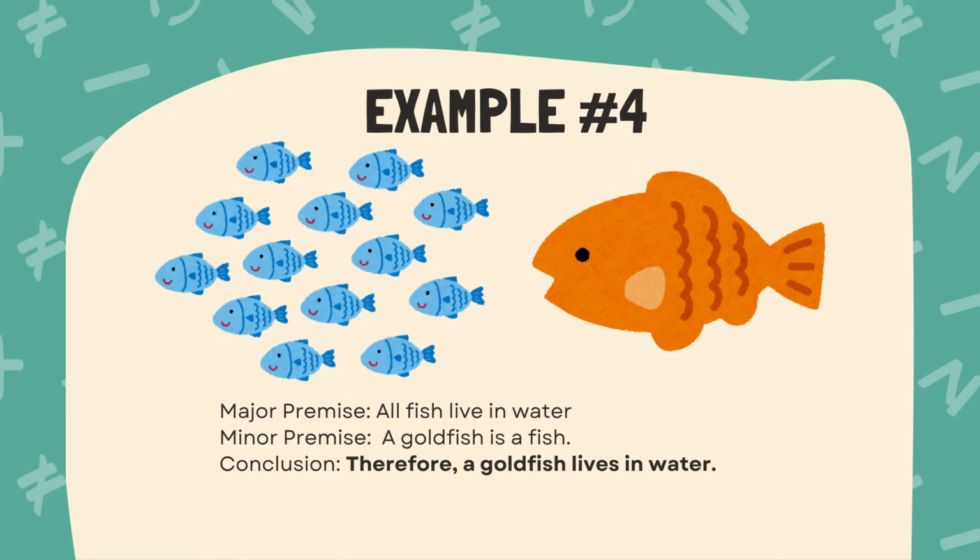Example number 4. The major premise is all fish live in water. The minor premise is a goldfish is a fish. Therefore, a goldfish lives in water. So the terms are, the major term is lives in water, the minor term is goldfish, and the middle term is fish. The middle term fish links the goldfish to the property of living in water.